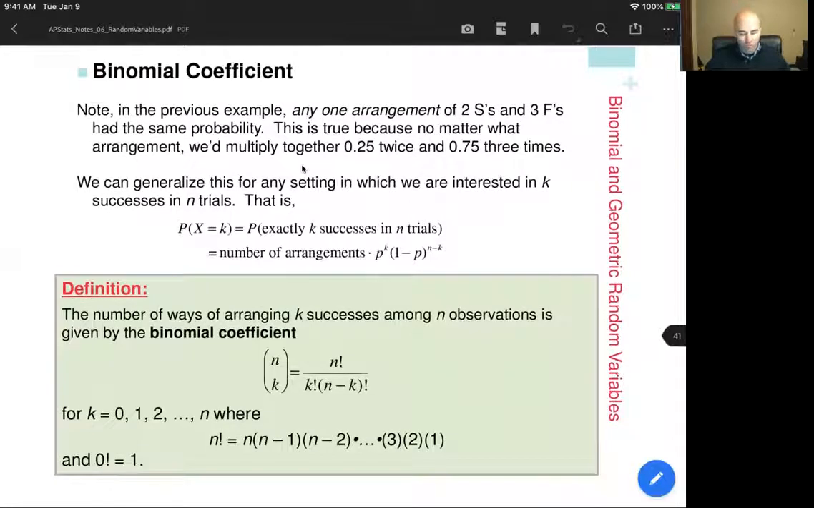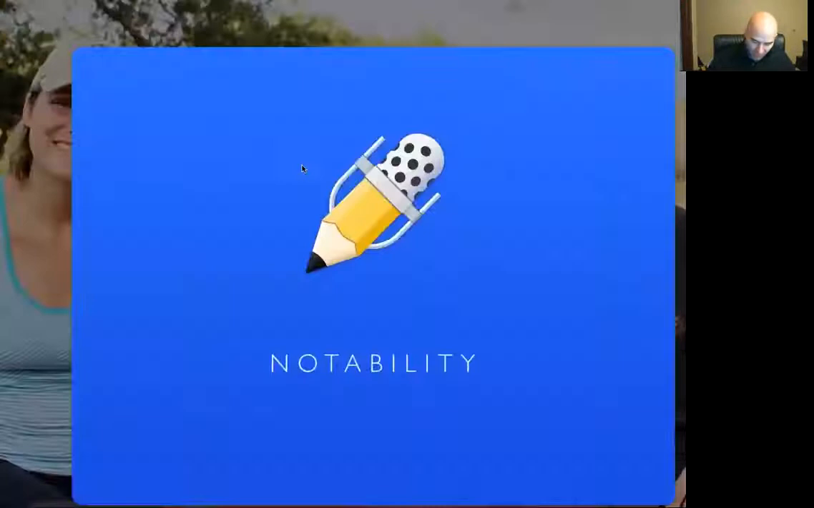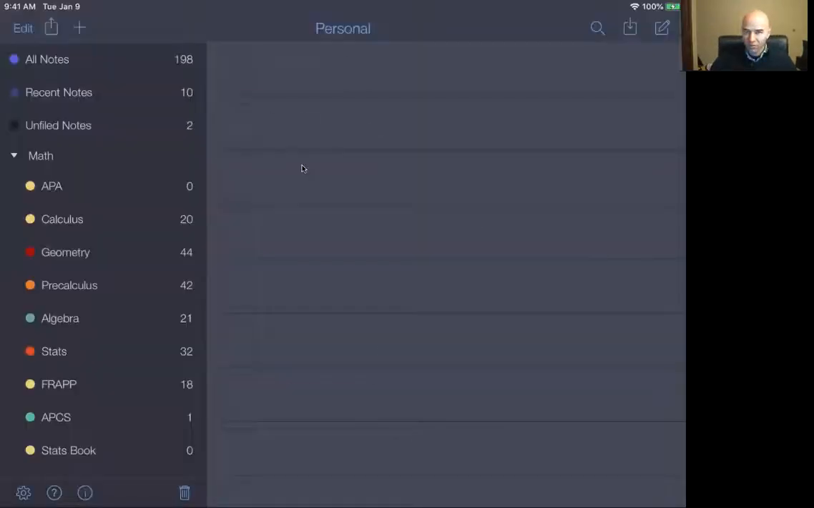Now, what we want to look at is this idea. So what I'm going to do is we're going to explore this idea of the binomial coefficient.